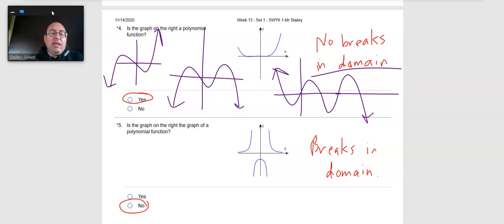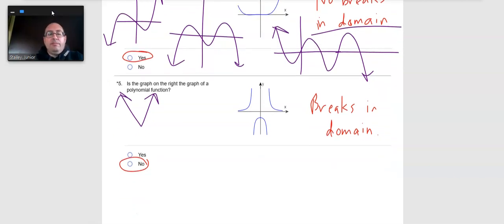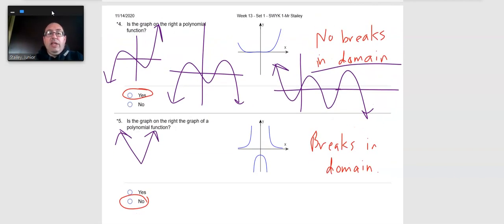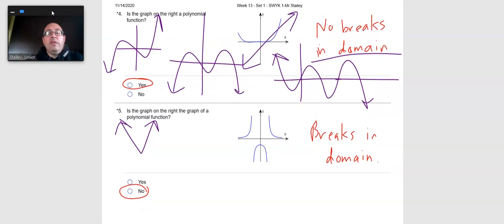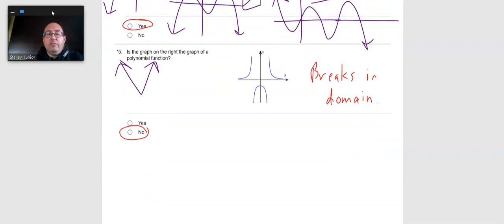Now, we could have something like an absolute value function like that. That's completely different. It's not a polynomial. It's got a real jagged edge right there at the vertex. So that would be something completely different. But even a linear function, right? Something like that. That is a polynomial. That fits the definition of polynomial.